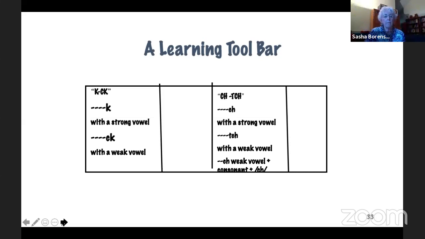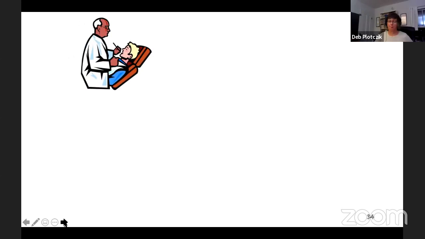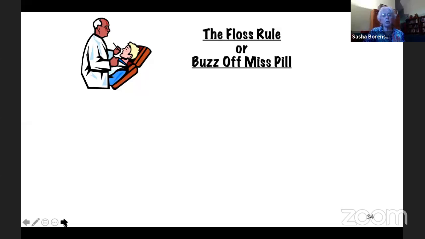So that's the toolbar. Would you bring up exceptions at this point, like much, rich? I would not. Thank you for asking that. And so we can say for everybody else, there are about four words that are the exceptions to this rule. And the words are much, such, rich, and sandwich.